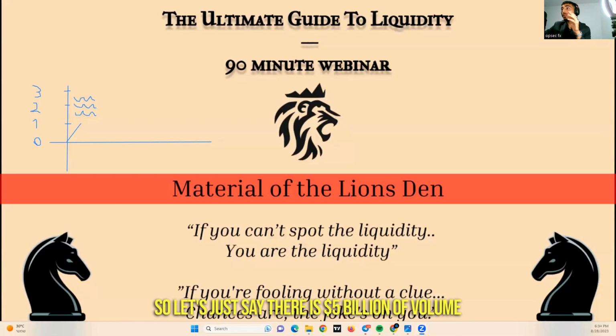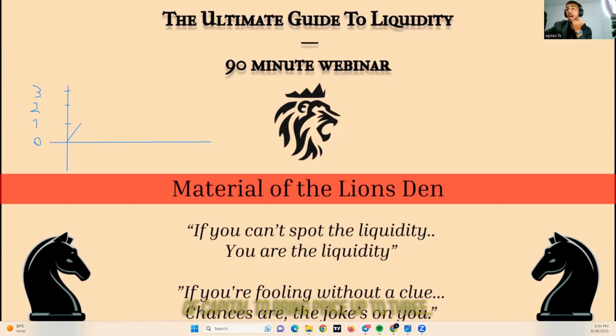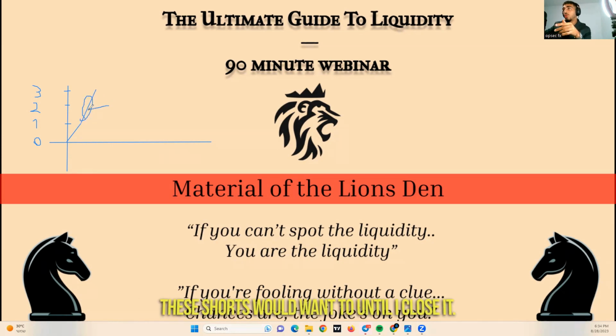So let's just say there is $5 billion of volume of supply between 1 and 3. I'm going to have to use up $5 billion of capital to bring price up to 3. So if I want to bring price up to 3, I'm going to have to long with $5 billion. And within this, I have accumulated my long position. Now, currently, I would be in a long position until I close it, until I offload it to somebody who's looking to long.